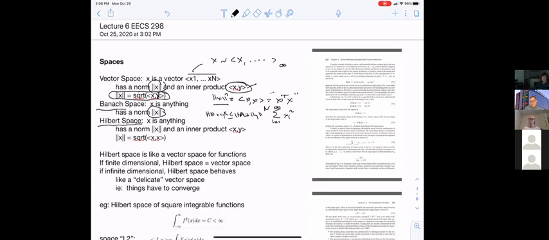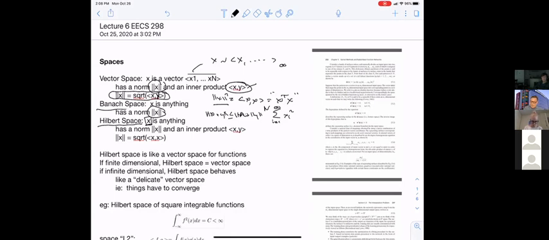Hilbert spaces, for the most part, behave exactly like vector spaces. The only difference is that these x's may be vectors, but as I was saying before, technically they can be absolutely anything. And usually when people are talking about Hilbert spaces, these x's are actually functions.